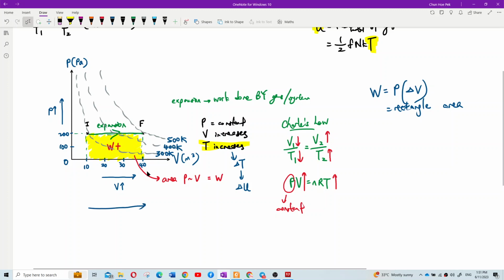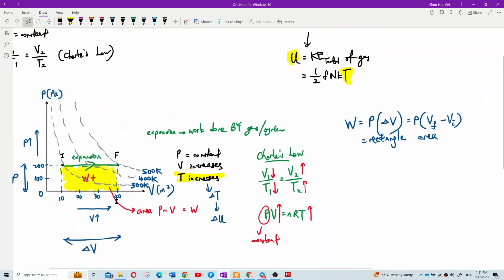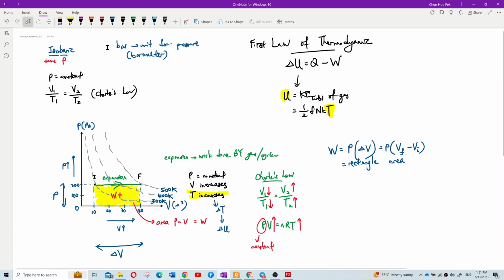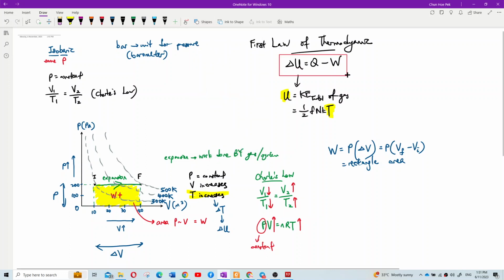The pressure multiplied by change of volume. This is the delta V, the change of volume. And this is the pressure, constant. Take the pressure, multiply change of volume, you get the work done. Or you can write it as pressure times V final minus V initial to get the work done. Understand? V final 40 minus V initial 10. That's the work done. And the first law of thermodynamics, delta U equal to Q minus W.